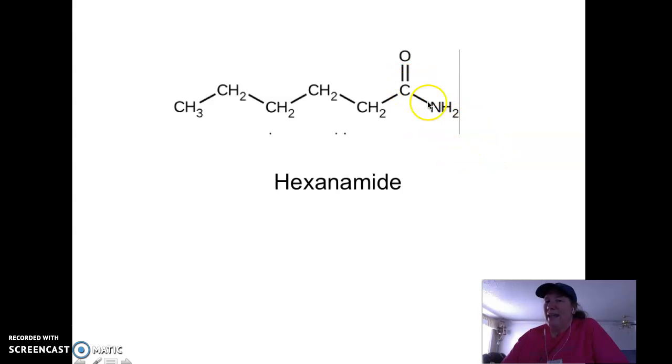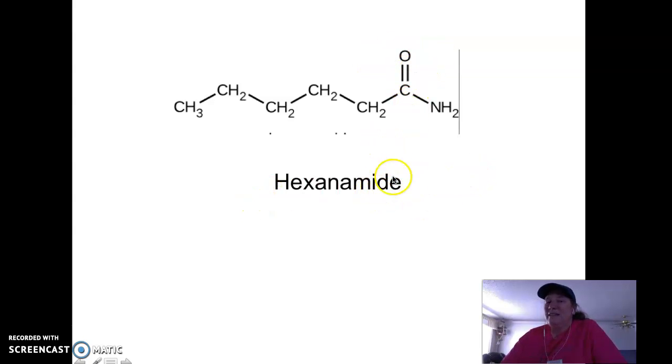So before we had the NH2 and we said we'd go 1, 2, 3, 4, 5, 6, 7. Oh, it's 6, sorry. 1, 2, 3, 4, 5, 6. And we just said hexylamine when we did the other one. But now, because we have that double bond O in there, it's a little bit different.